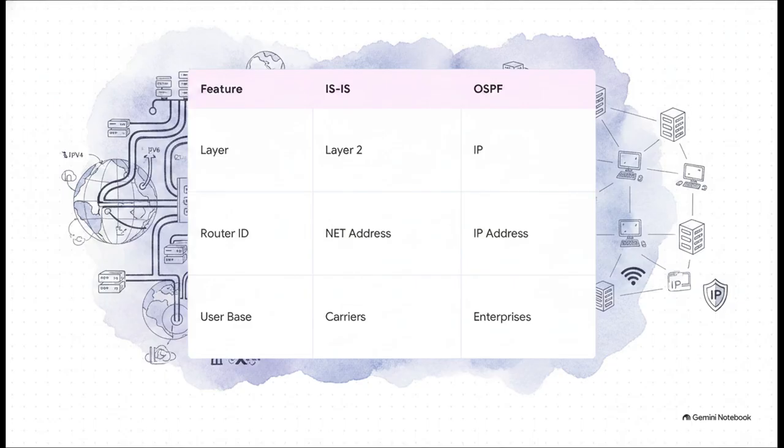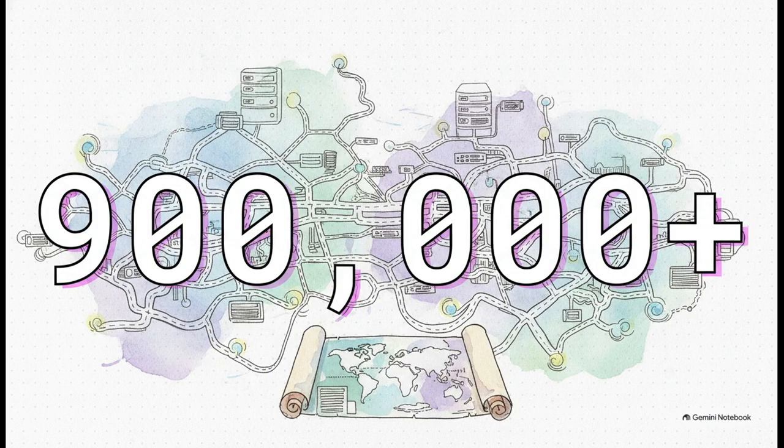Now, IS-IS is a link state protocol very similar to OSPF, but with one absolutely critical difference. While OSPF rules the enterprise LAN because it natively uses IP addresses, telecom carrier cores and massive hyperscalers, think Google and Amazon, they rely on IS-IS. Why? Because IS-IS runs directly over layer 2 of the network using ISO addresses instead of IP. This makes it incredibly resilient, allowing a single instance of the protocol to route both IPv4 and IPv6 simultaneously, scaling effortlessly to hundreds of thousands of routes. 900,000 plus. That staggering number represents the amount of IPv4 prefixes currently sitting in the global internet routing table.